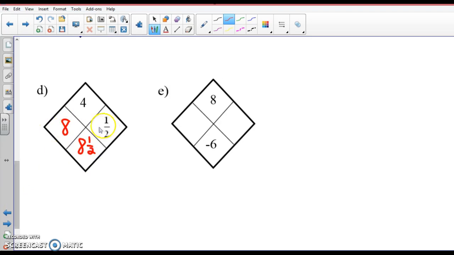Okay. These two multiply to give you 4, and they add to give you 8.5. Right? Now, this one, we need to find two that multiply to this and add to this.